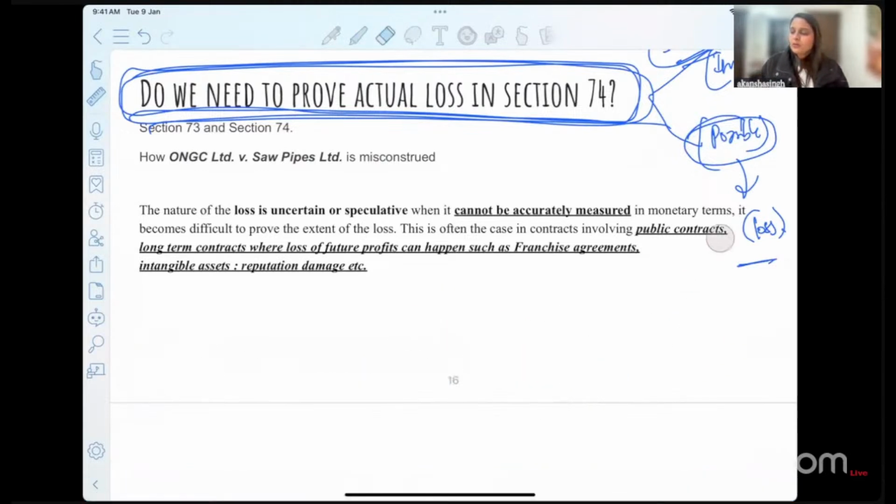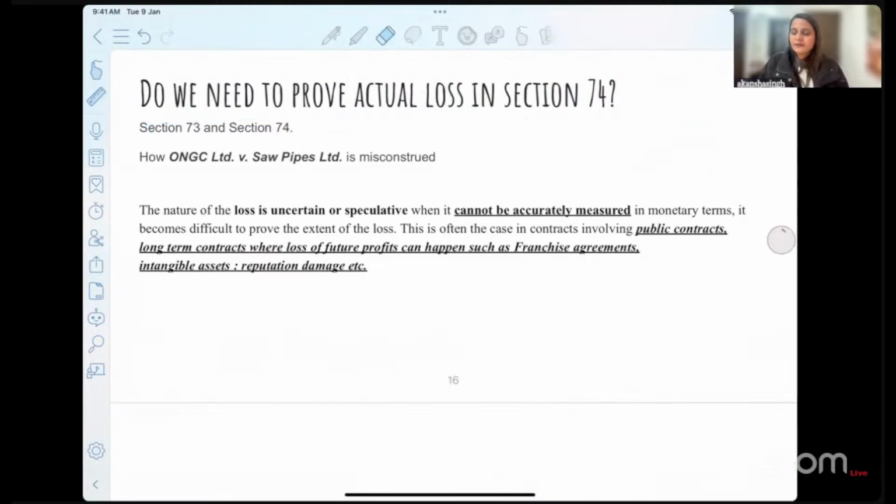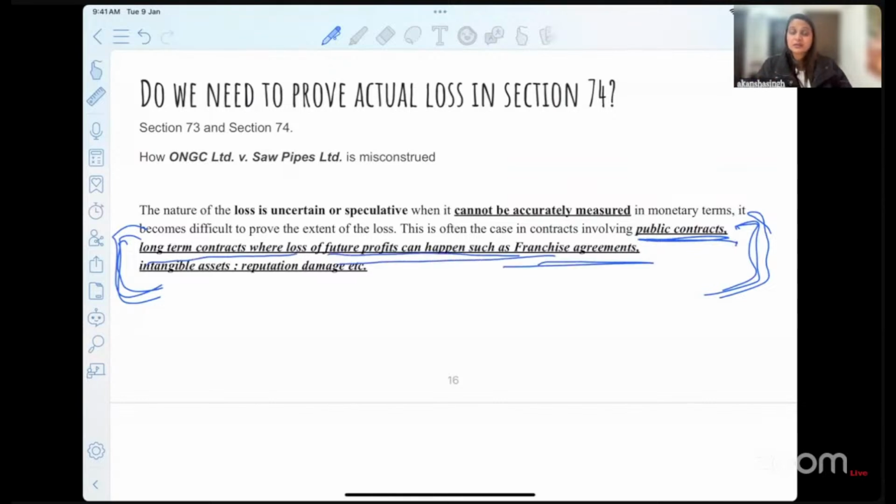Now, what are these cases wherein it gets difficult for us to actually prove loss and damages? This is one question that has also been asked in DJS. I've covered that in the last part, wherein the court asks how you will assess damages in case of a public contract. I have mentioned here a list wherein it gets really tricky for the courts to assess the damages: public contracts, long term contracts based on future profits, such as franchise agreements, reputational damages, and intangible assets.